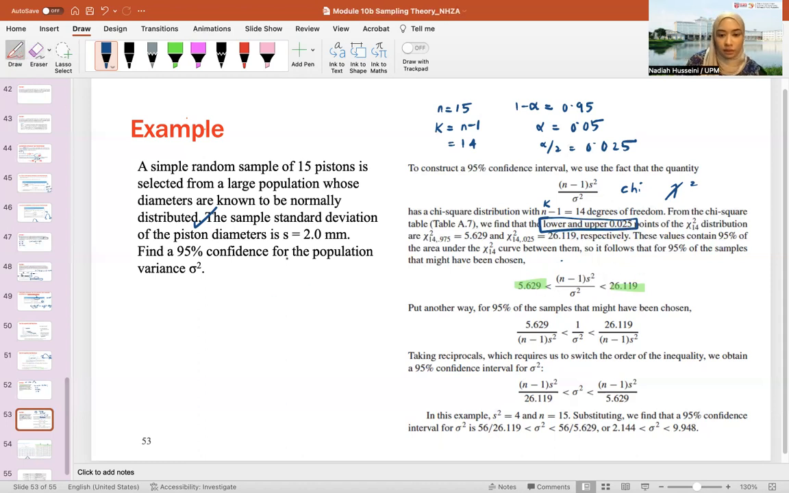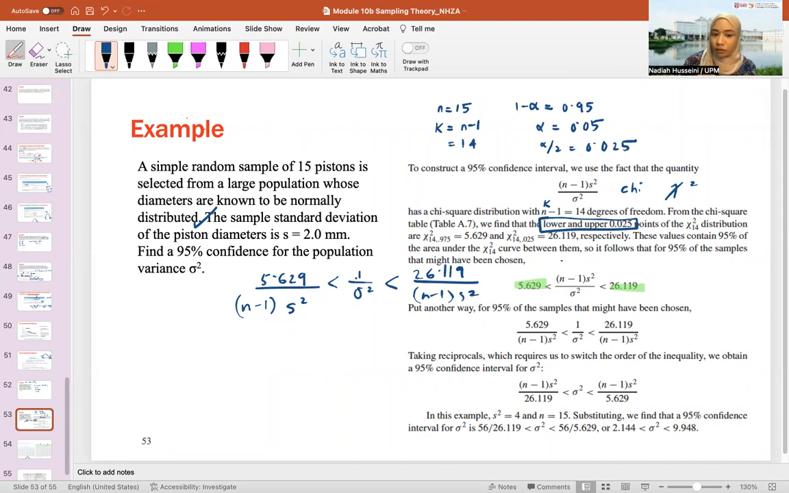So let me try to write that down. 1 over variance, 5.629, which is the value that we got from the table. So n minus 1 times s squared. Again, if I'm putting it down here, I have to put it on the other side, because balance. n minus 1 times s squared. Taking the reciprocals, which requires us to switch the order of inequality, we obtain a 95% confidence interval for our variance.